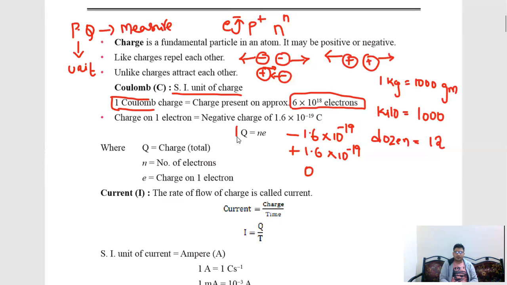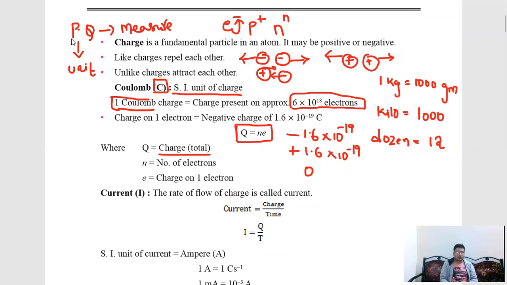Here you see guys, we have a formula: Q is equal to N into E. What is that Q? Q is nothing but the total charge. The total charge of the body, the total charge of the matter you take, is represented with the letter Q. Guys, here C represents Coulomb. Coulomb is represented with the letter C, that is the SI unit of charge.